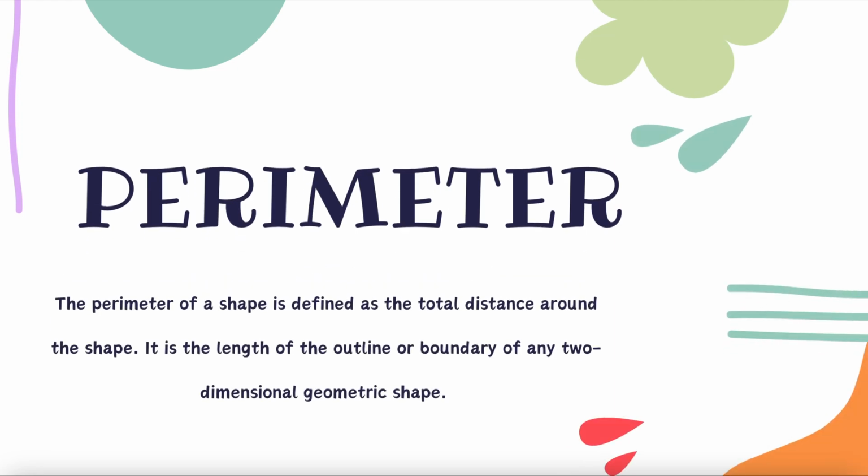The perimeter of a shape is defined as the total distance around the shape. It's the length of the outline or the boundary of any 2D or two-dimensional geometric shape. When you're thinking perimeter, you're always thinking the outside of a shape.